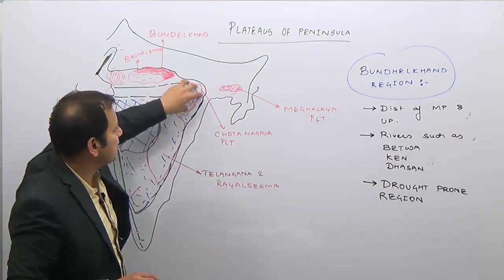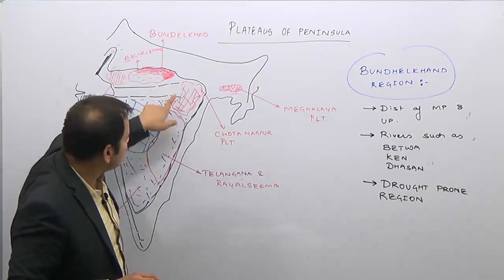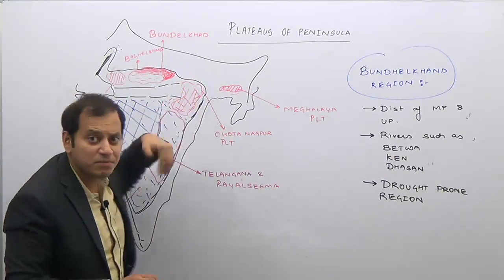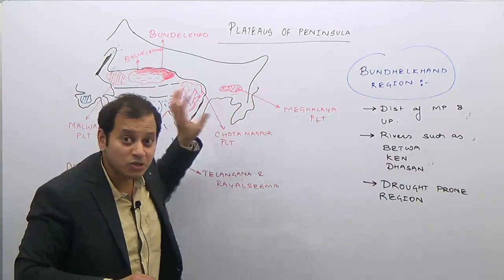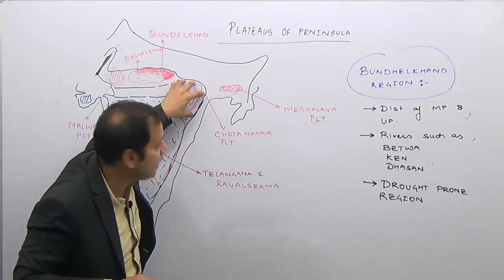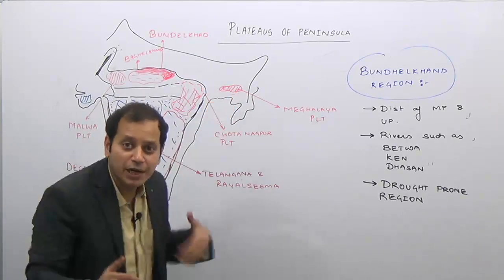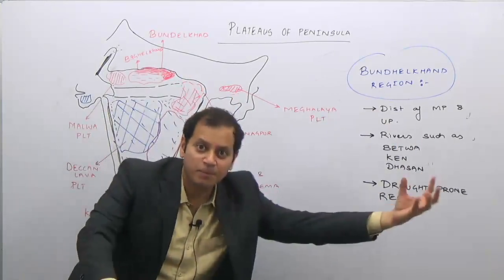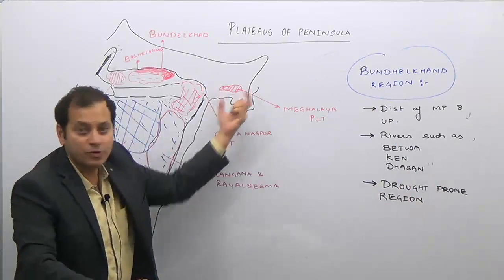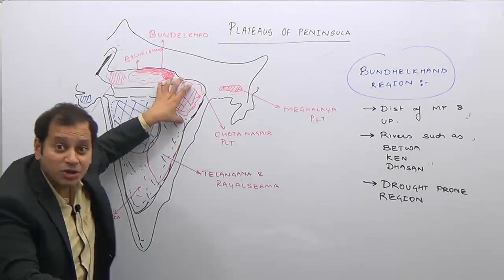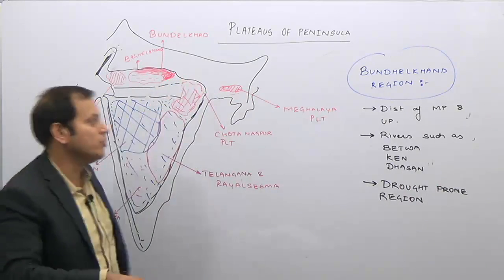Now come to this region here. This region lies in the northeastern part of the peninsular plateau. I am saying the northeastern part of the peninsula. This is a northeastern extension of the peninsula. You understand the difference? The extension of the peninsula is the Meghalaya plateau, while the northeastern part of the entire peninsula is the Chota Nagpur plateau region.